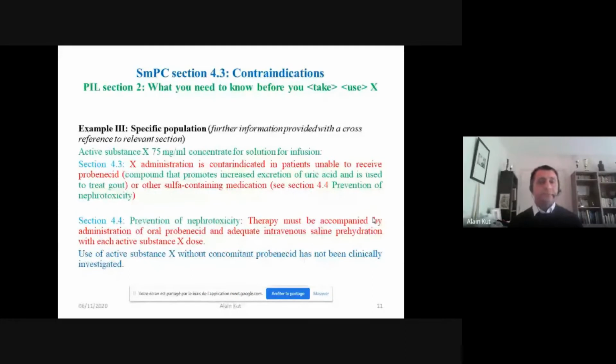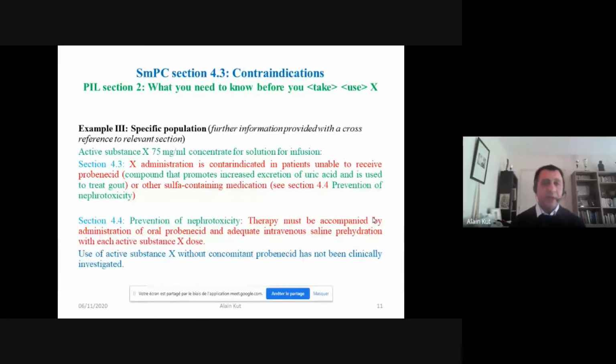Another example of a specific population for which the drug can be contraindicated: for instance, the drug can be contraindicated in patients unable to receive probenecid, which is a compound to promote increased excretion of uric acid and is used to treat gout. Why? We have in 4.4, warnings and precautions for use, the prevention of nephrotoxicity.